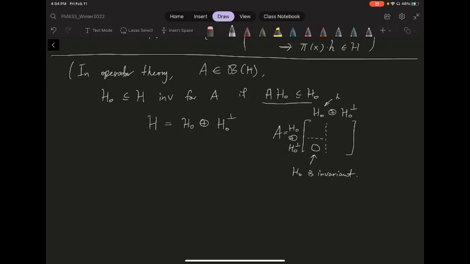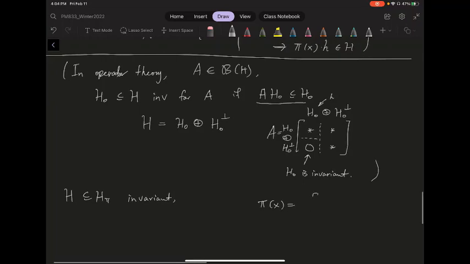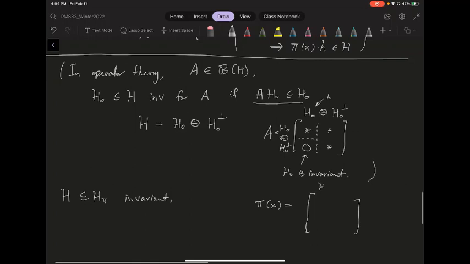Of course you can have something here and something here, and that doesn't really matter. What matters is that this corner is equal to zero. But if you think about what happens with a representation, because your H contained in H_π is invariant, then for each of these π(x), if you look at its decomposition as H direct sum H perp, because H is invariant, automatically this corner is going to be equal to zero.